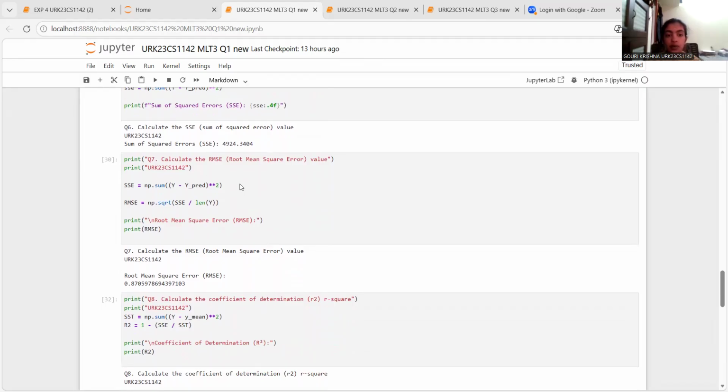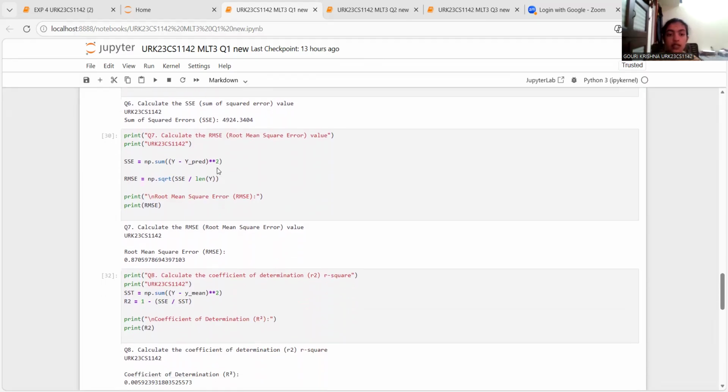And step 7 is to calculate the root mean square value. Here we'll find the root mean square value by using the equation np dot square root of the SSE divided by length of y. A lower root mean square means better model performance. The model will be better.